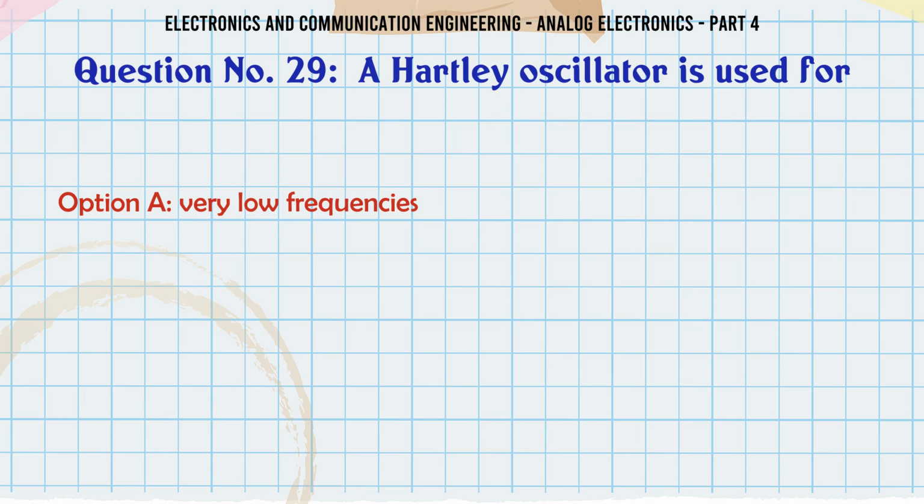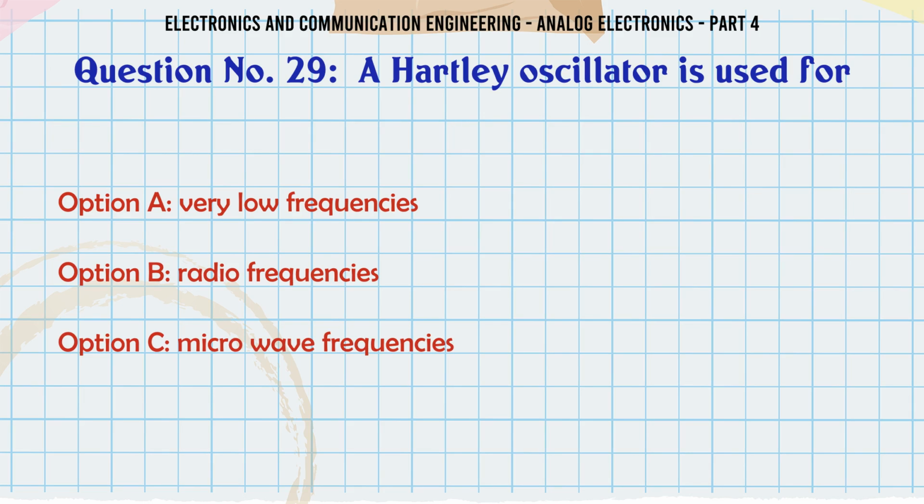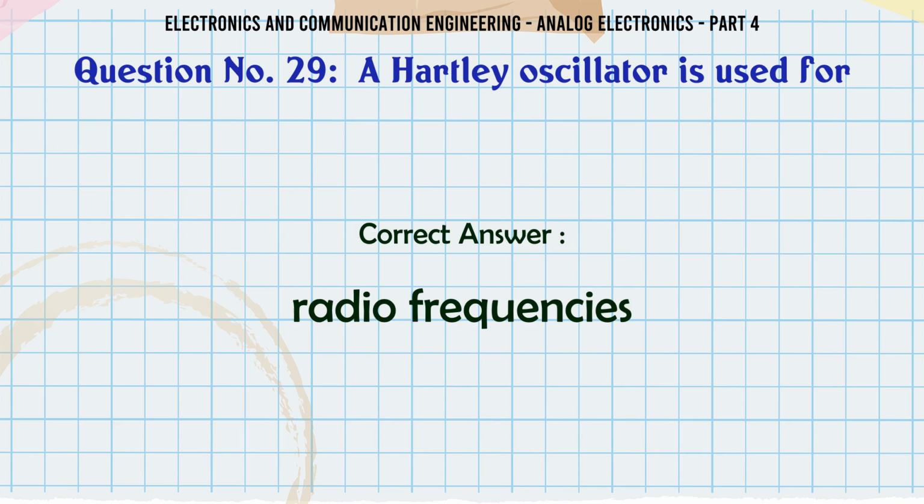A Hartley oscillator is used for A) very low frequencies, B) radio frequencies, C) microwave frequencies, D) audio frequency. The correct answer is radio frequencies.